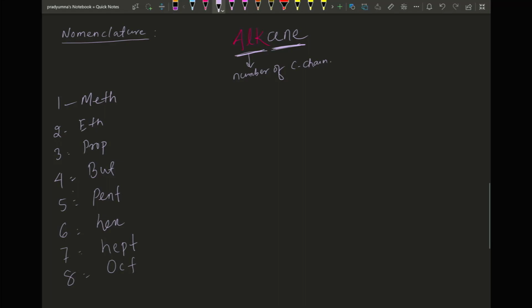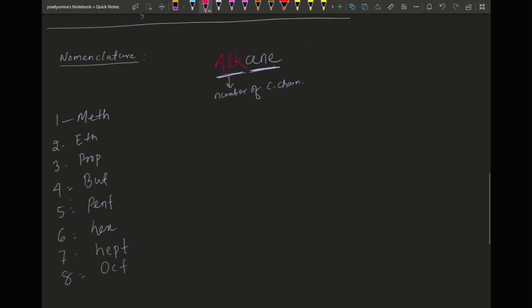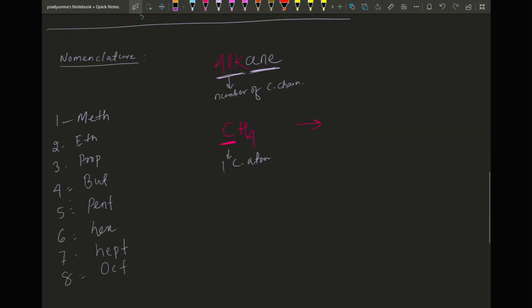Okay, so let's do a name like this. I'm just going to write the condensed structure for now. So CH4, what should be the name of this one? First thing you want to see is how many carbon atoms you have. We have 1 carbon atom, which means what is the name for 1? Meth. So it's going to be meth, and because it's an alkane, it always ends with ane. So the name is methane, the gas, you know, methane gas.